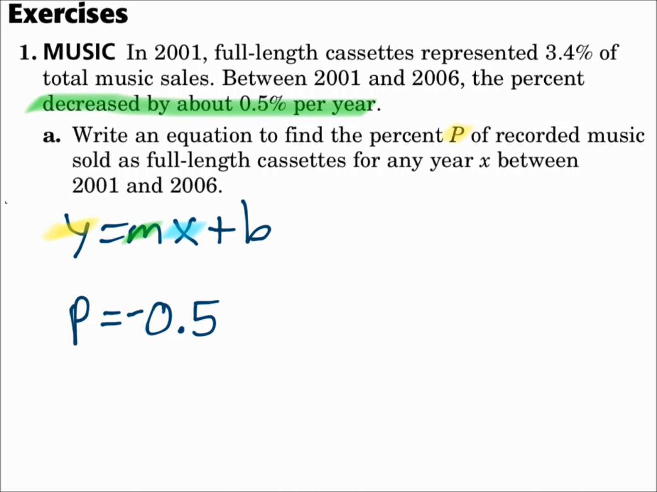X is the variable that repeats, and it works together with M. Well, the repeating variable is the year X. You've got several years, 2001 through 2006. That's the repeating variable.